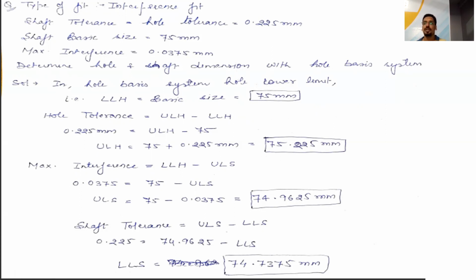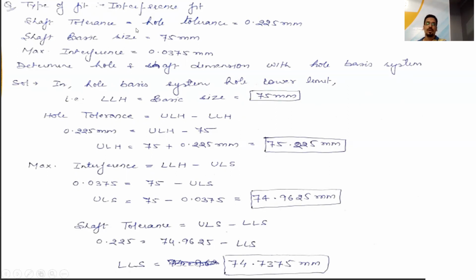So in the previous video, I have told you that for the hole basis system, the lower limit of the hole is taken as basic size of the assembly. So this is the solution, how we will do this question. So in the hole basis system, the lower limit of the hole is equal to the basic size, that will be 75 mm. It is given to you. It is the shaft basic size. So in the assembly, shaft basic size as well as the hole basic size is the same. So it will be 75 mm. So lower limit of hole will be 75 mm.